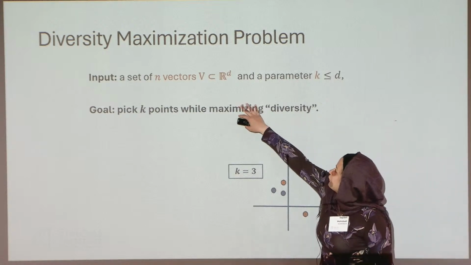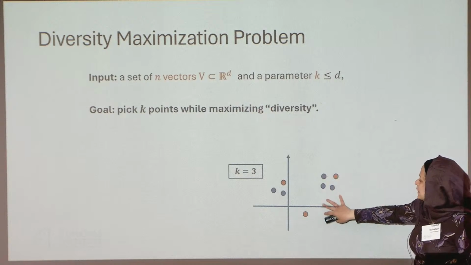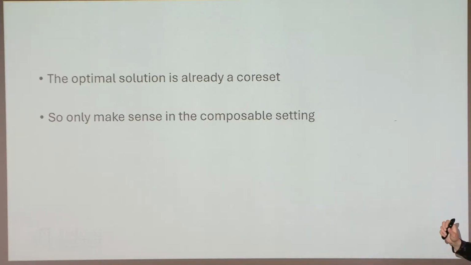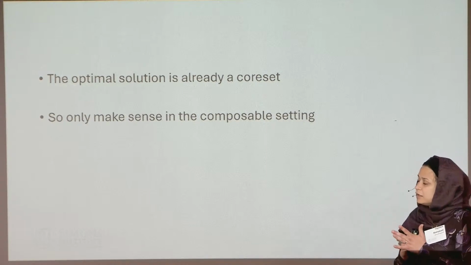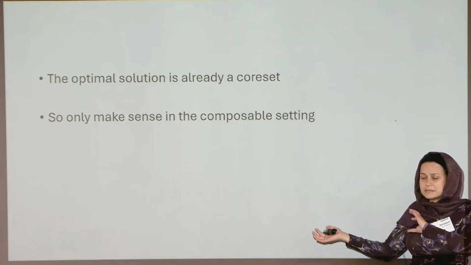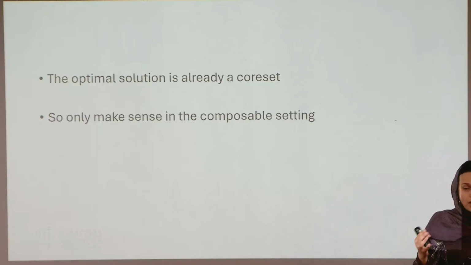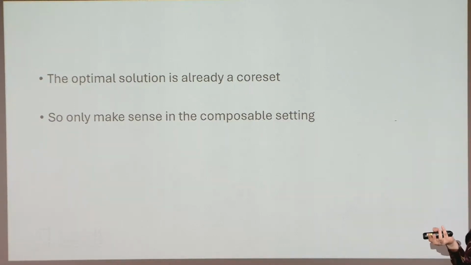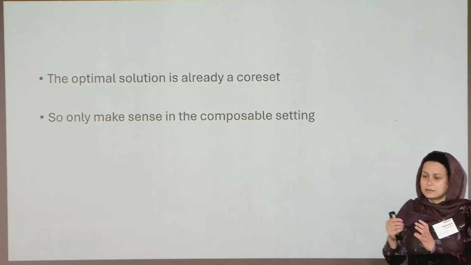Theoretically, we are given a set of n vectors and a parameter k. The goal is to pick a subset of size k with maximum diversity. And I want to mention two things here. First of all, this problem does not make sense in the coreset setting. It only makes sense in the composable coreset setting. Why? Because if you just compute an optimal solution of size k, you're finding a coreset for the problem. But the problem makes perfect sense in the composable coreset setting.